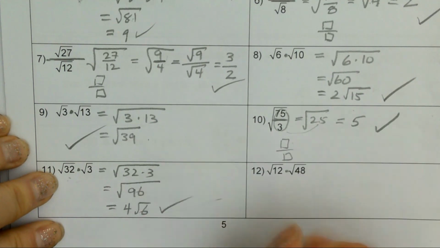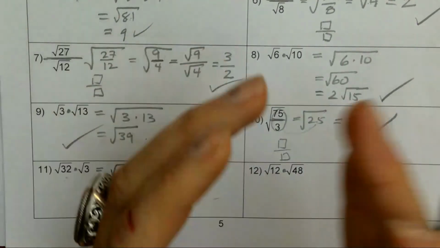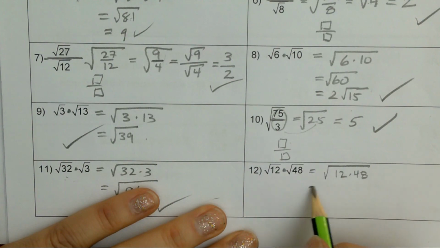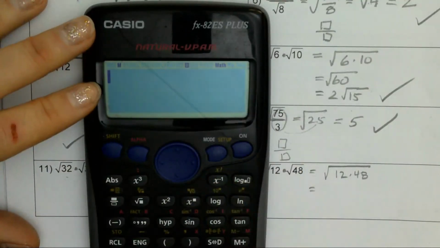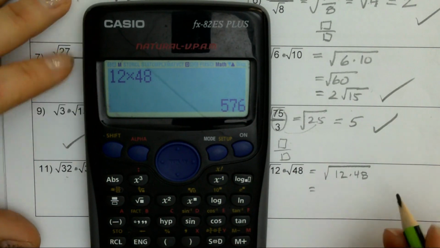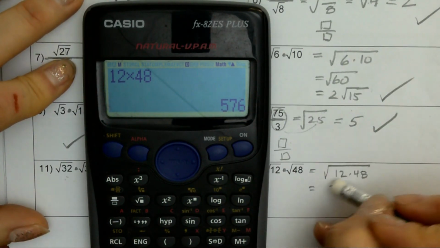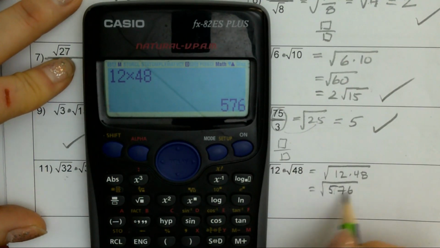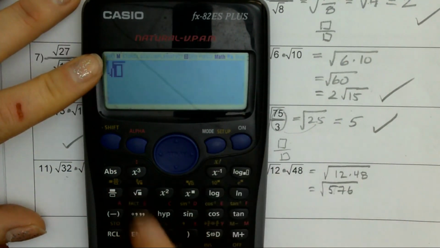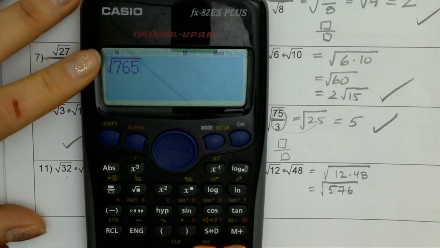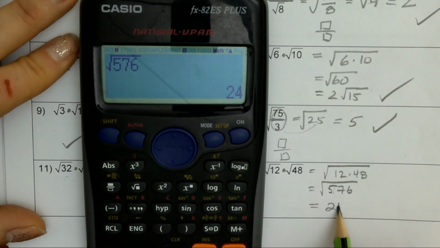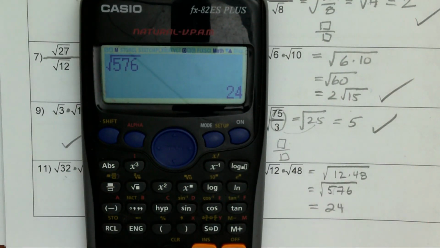So I can put these together because it's multiply. And the rule says when it's multiply or divide, we can put them together. So that's 12 times 48. I don't know what that is, so let's use our calculator. 576. Who would know that? Not me. Can we make that more simple? Probably, because it's such a big number. Oops, I put it in wrong. 576. Woo! It's just 24. It's nice, small. That was a perfect square.